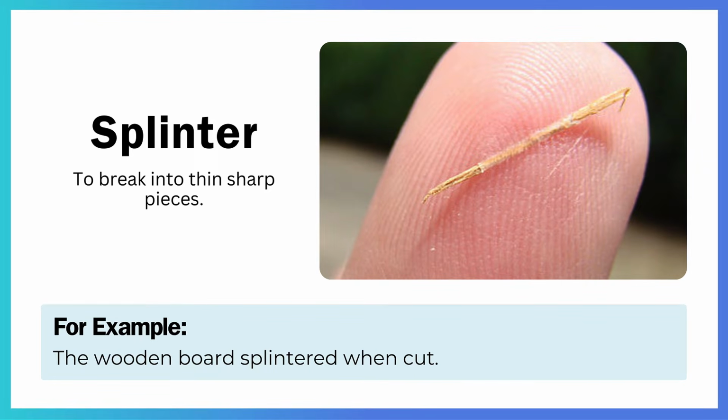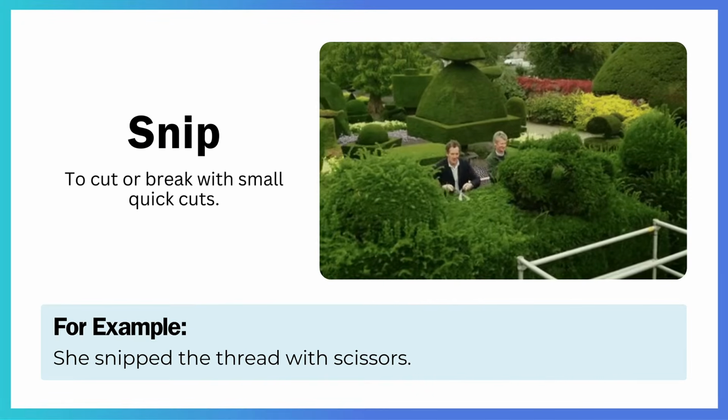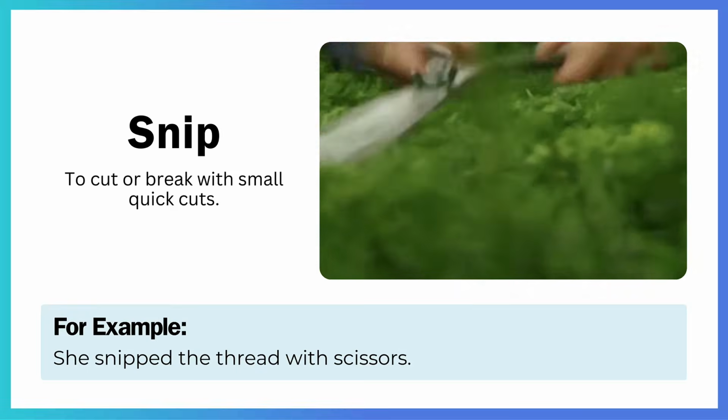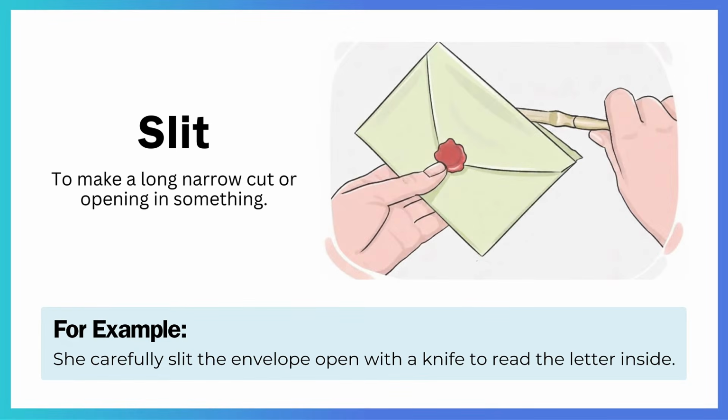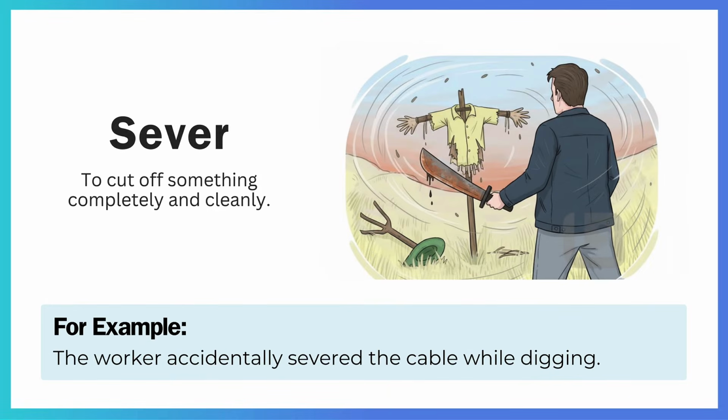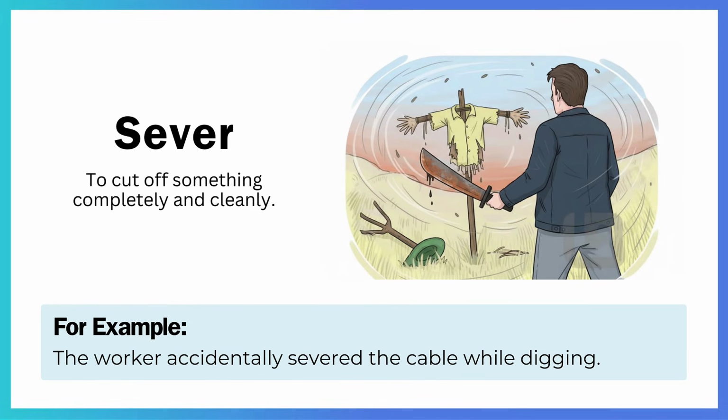Splinter. To break into thin, sharp pieces. Snip. To cut or break with small, quick cuts. Slit. To make a long, narrow cut or opening in something. Sever. To cut off something completely and cleanly.